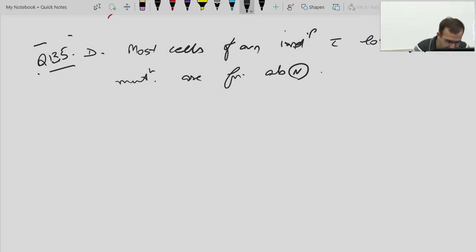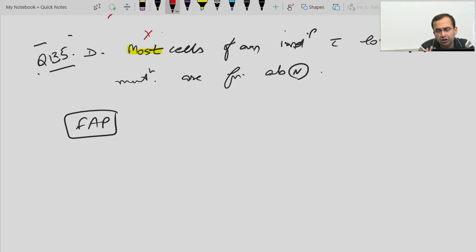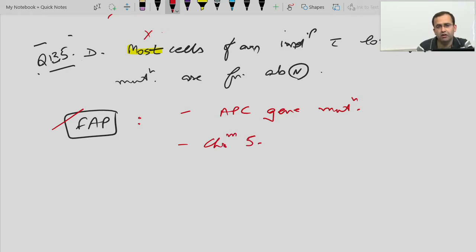So what we see here is that the tumor shows a loss of the remaining normal allele, in agreement with the two-hit hypothesis. Let me rephrase this and see it option wise. Starting with the first option, we have already seen that the most cells part was wrong. Next, option wise, FAP, familial adenomatous polyposis, is associated with mutation in the APC gene present on chromosome 5.